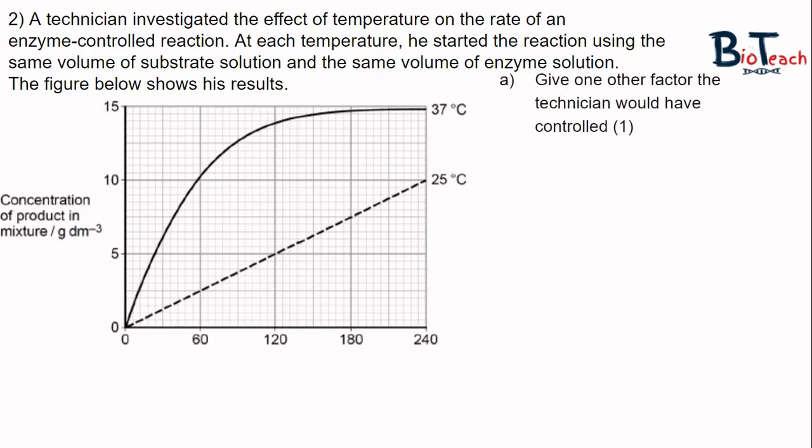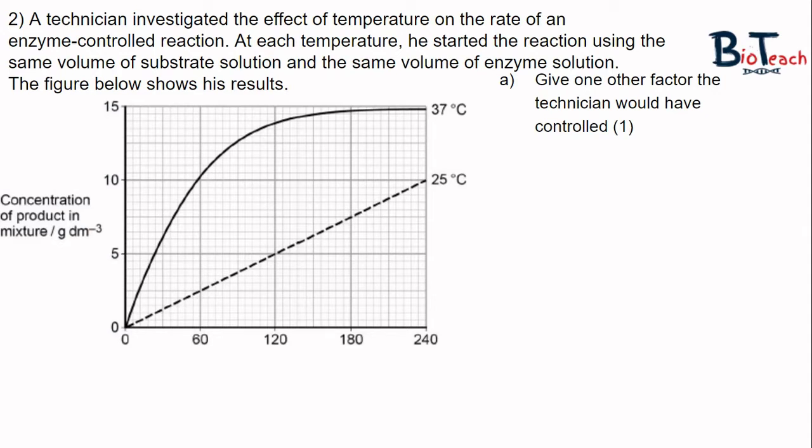The first part of the question asks you about a factor that the technician would have controlled. Now, we know that he's testing temperature, so temperature is not going to be one that they're controlling. In fact, the temperature is going to be the independent variable in this particular experiment.